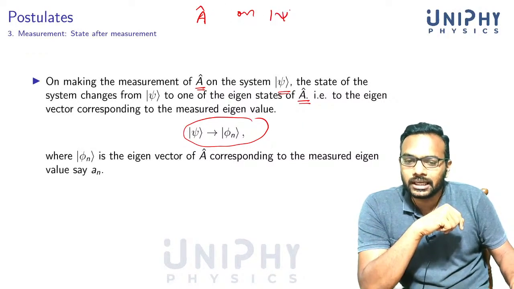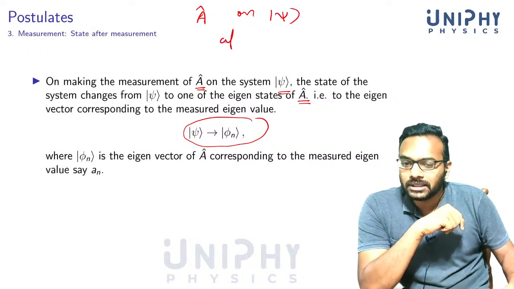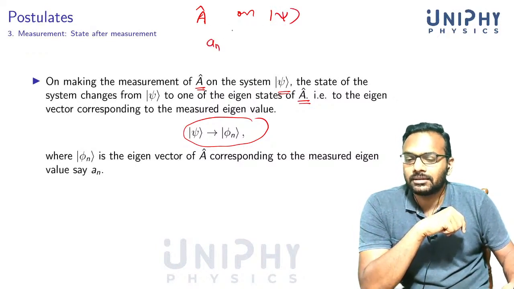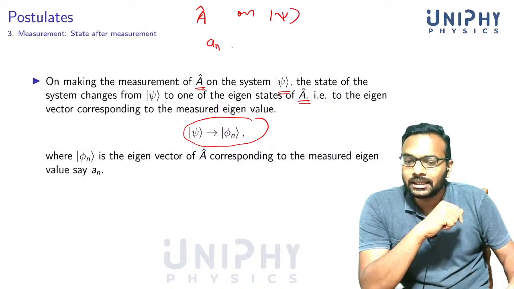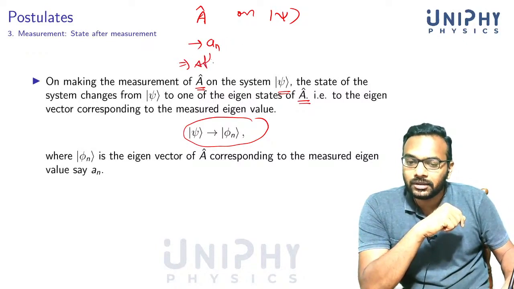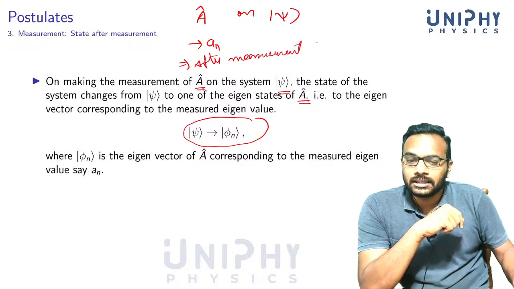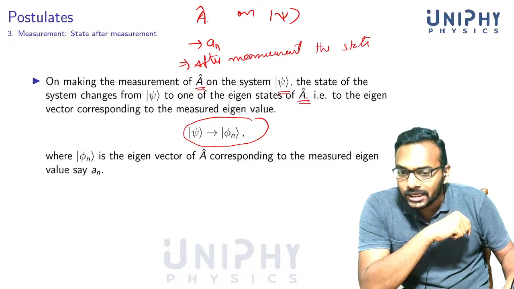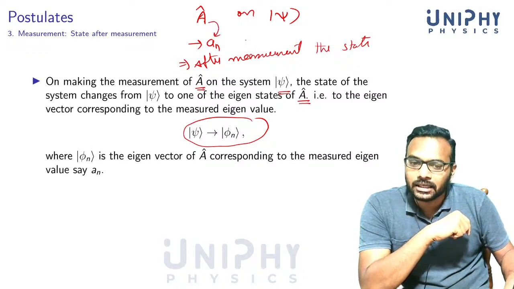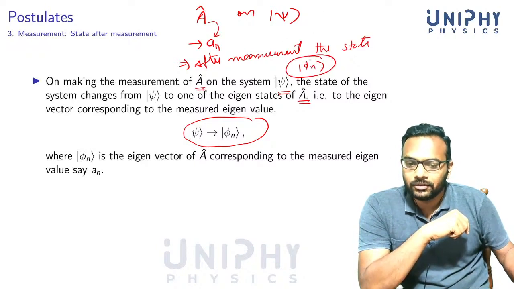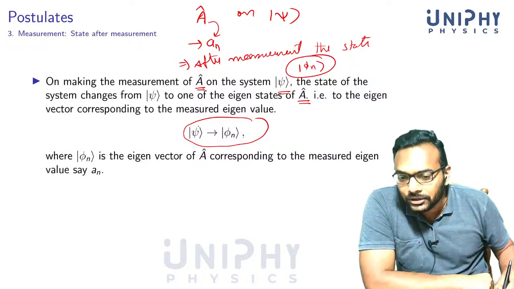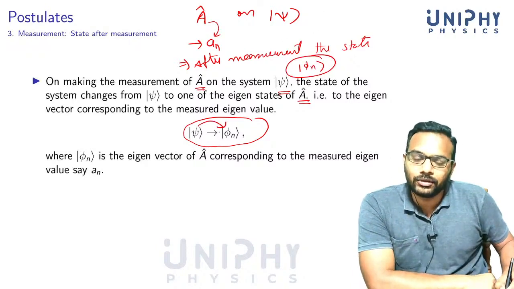Measurement of A cap on the state psi. After measurement, suppose you got the value a_n. Then after measurement, this is the measured value. This means that after measurement, the state is the eigenvector of A corresponding to this eigenvalue. We'll write it as phi n. That's what happens. So the state of the system changes when you make a measurement.